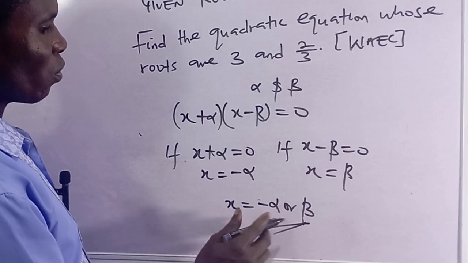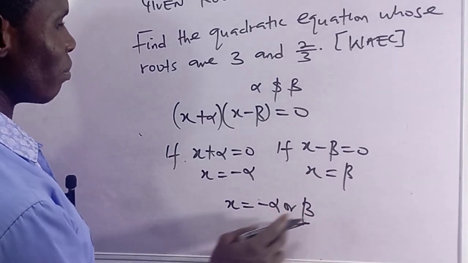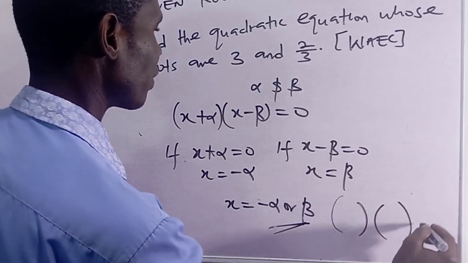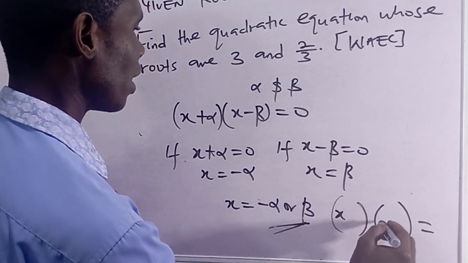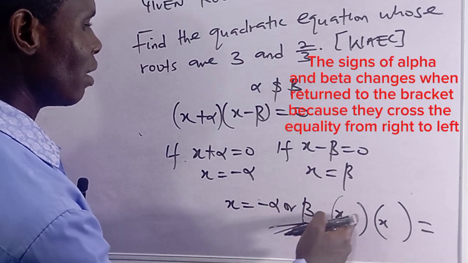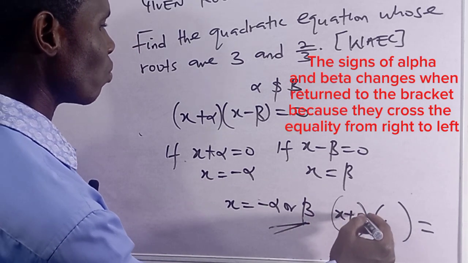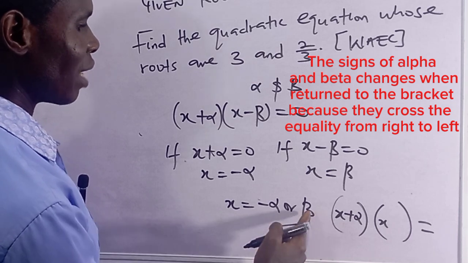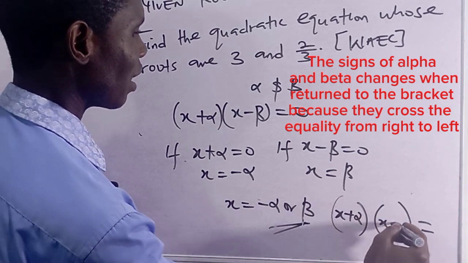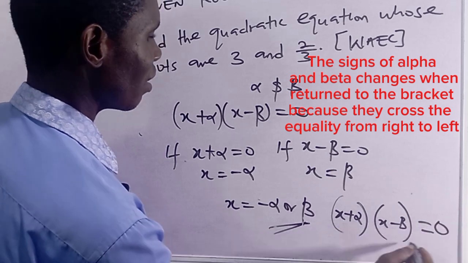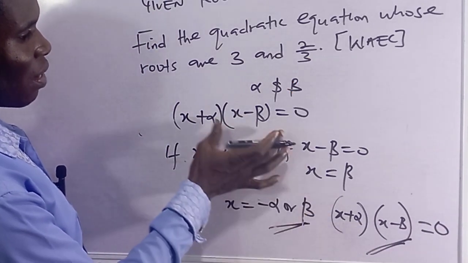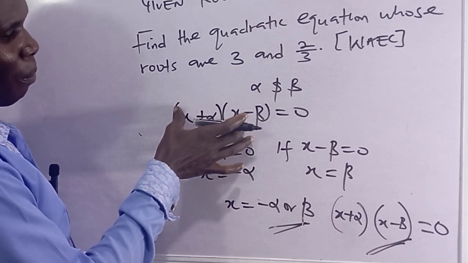So if we are to return this back to the bracket, we can just open two brackets here, put x here, put x here, and say this alpha that is negative here, taking it back to the bracket, it will be positive. And beta that is positive here, taking it back to this bracket, it will now be what? Negative. We will now have this. So from the root, we can now get to this point.